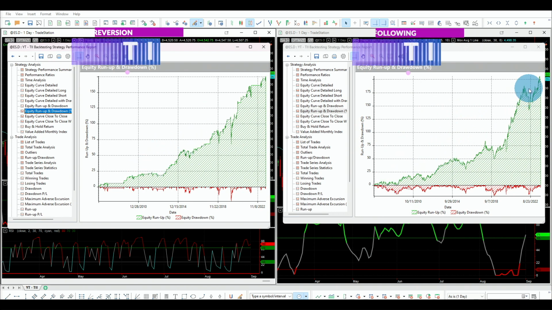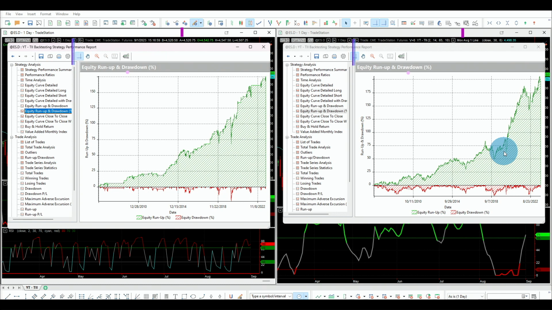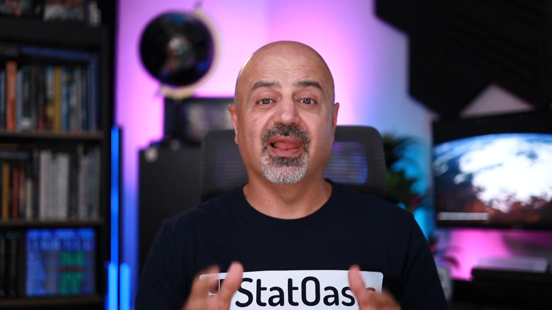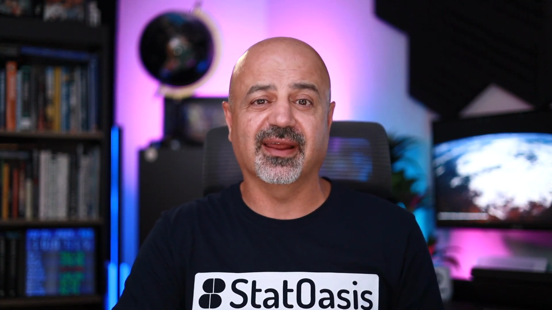Looking at the equity curve, we can see they are totally different. Yes, both of them are going up. Yes, both of them are making almost the same amount of money, but this is a lot choppier, which is expected for a trend following strategy, and this is a lot smoother, both of them making the biggest drawdown in COVID crisis.